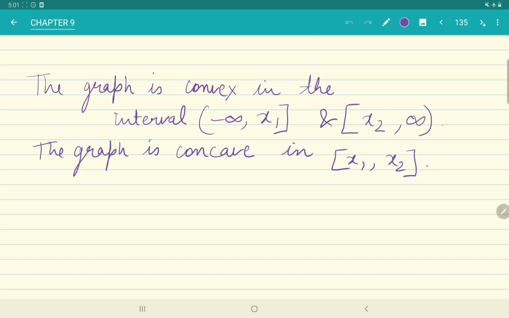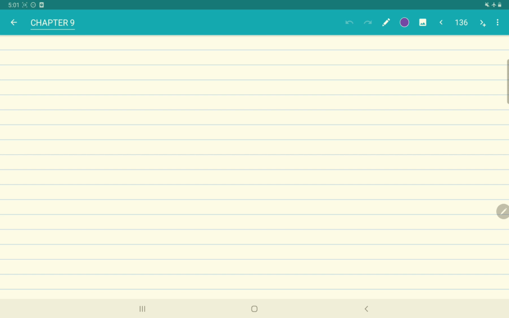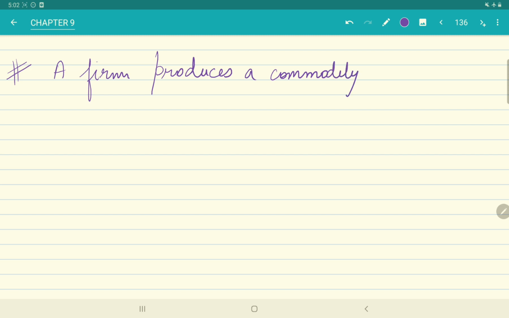Now before I take up the next question, in fact it's not a question, it's just a simple example that we have to consider, which has important economic applications. You have a firm that produces a commodity using just one input. So the firm is producing a commodity and the input used is just one. It's not that labor, capital, land, all these factors of production are being used to produce that commodity. We are considering a firm that produces a commodity using only one input.